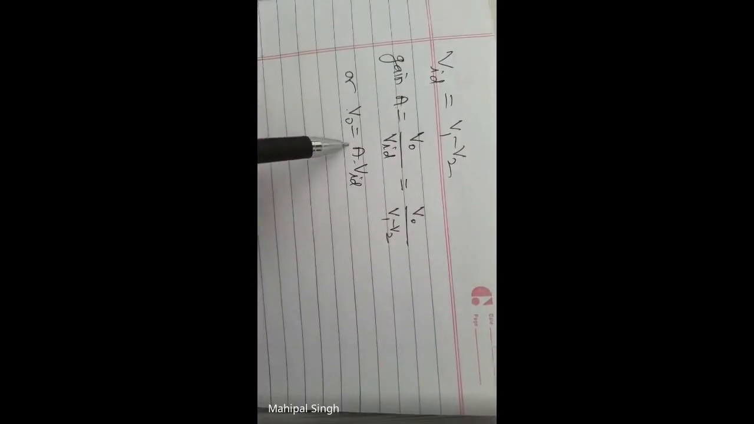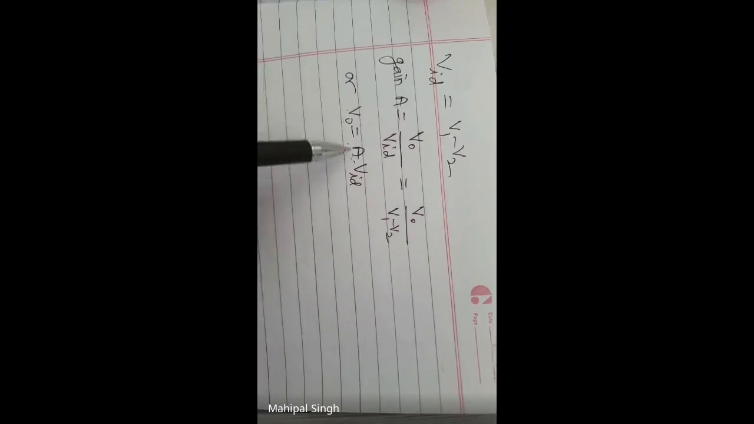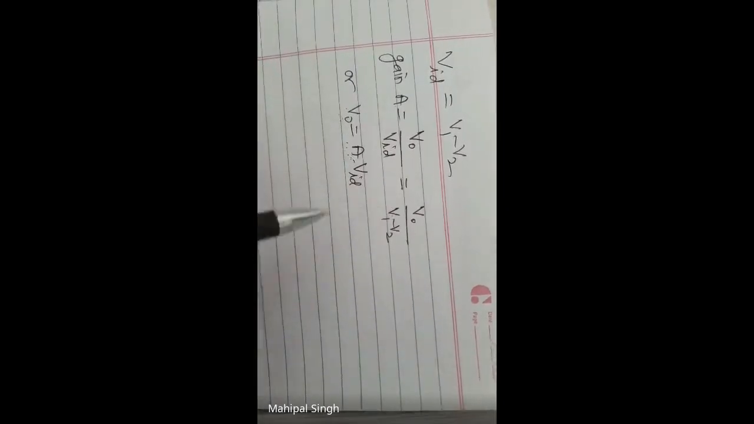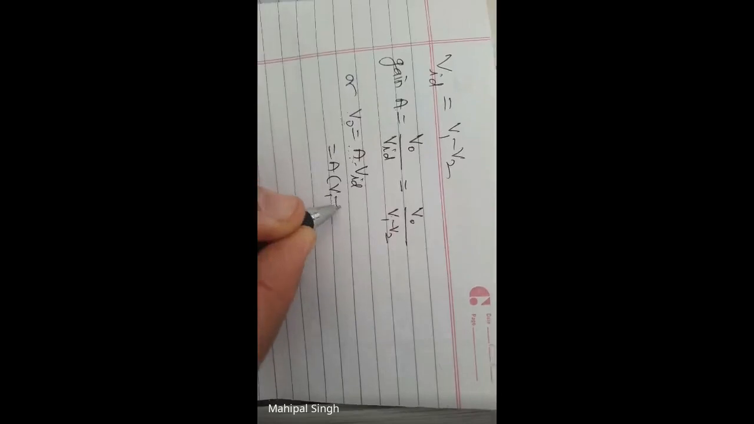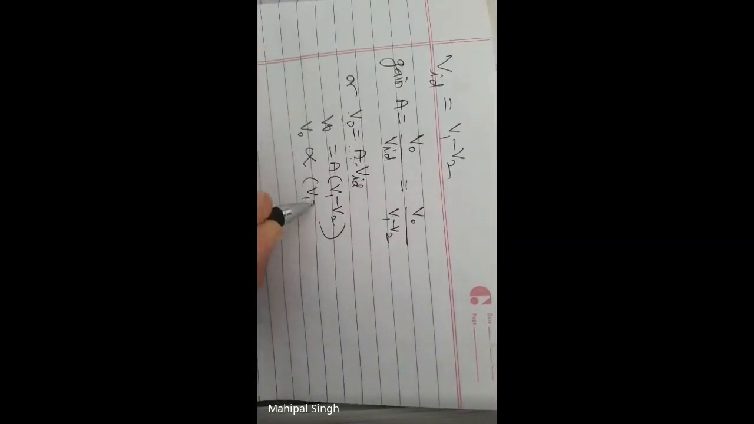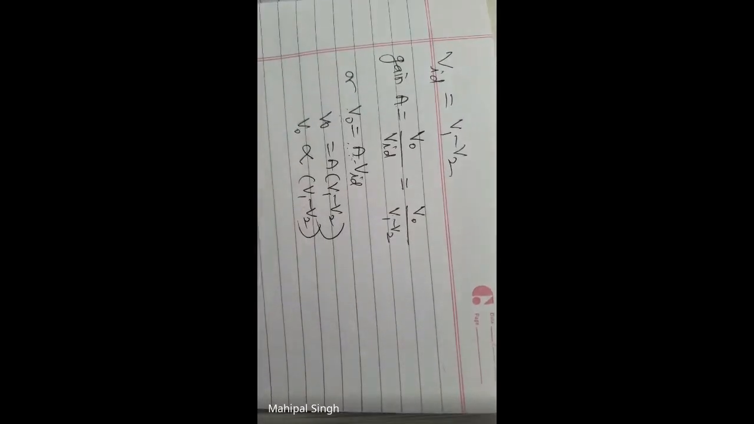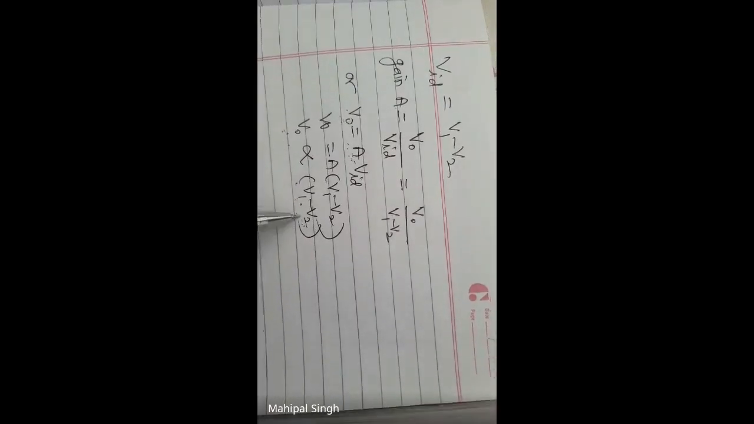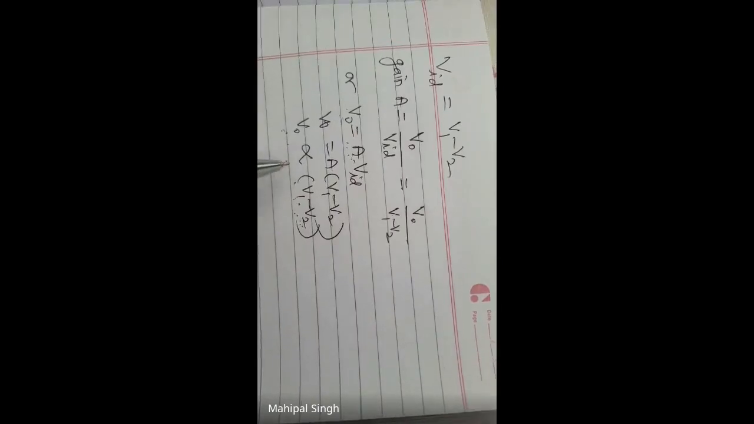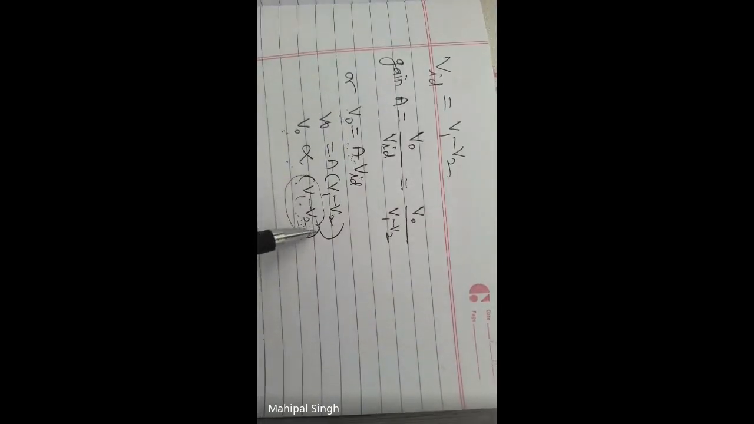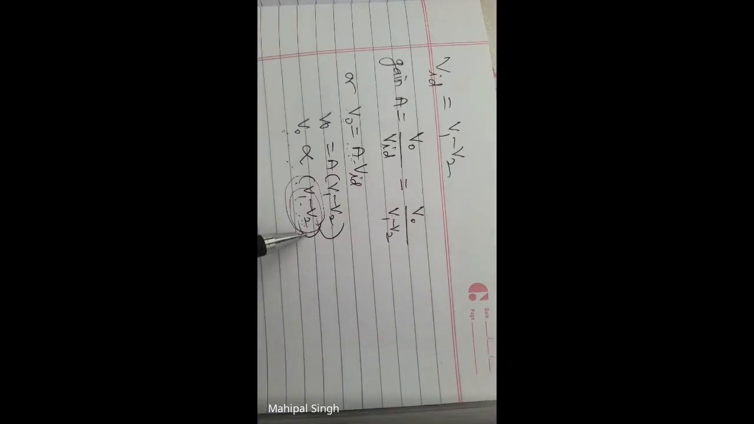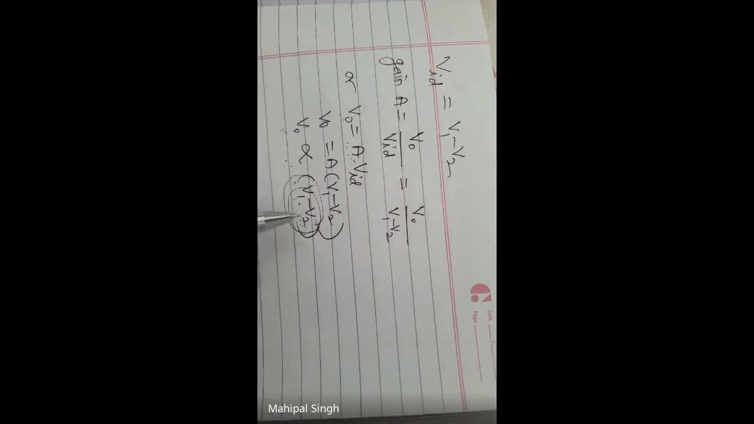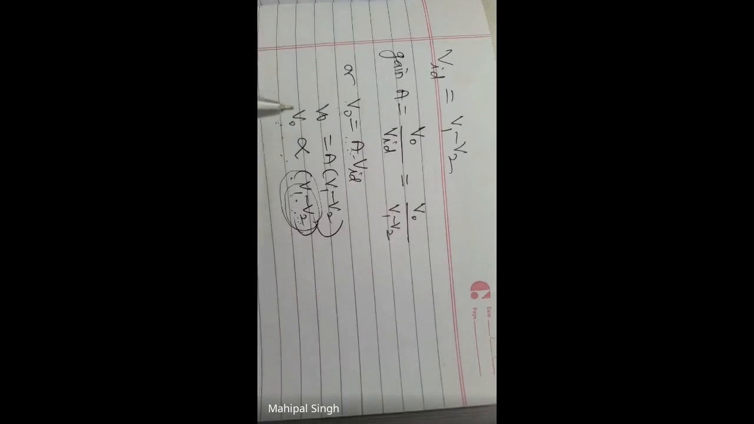The output voltage is directly proportional to the algebraic difference between the two input voltages, V1 minus V2. VO is directly proportional to V1 minus V2, or V1 difference V2. So this output voltage is directly proportional to the algebraic difference between the two input voltages. Hence, the operational amplifier amplifies the difference between the two input voltages. It does not amplify the input voltages themselves.